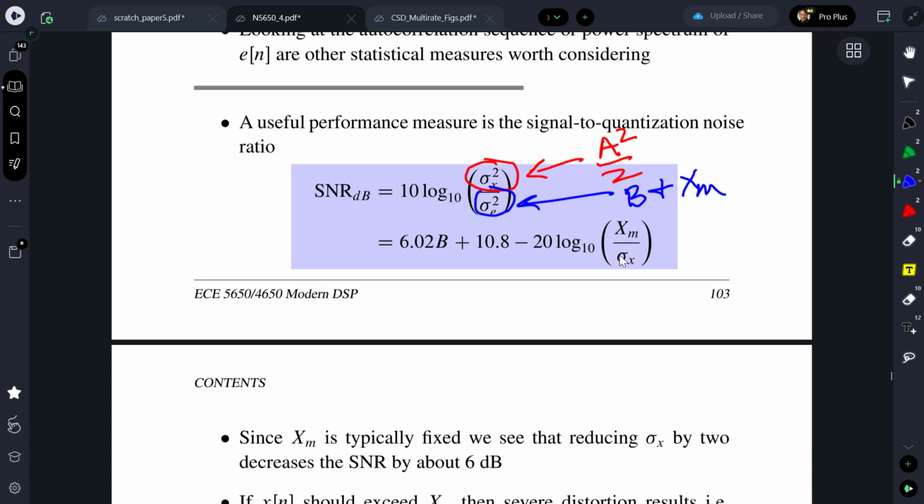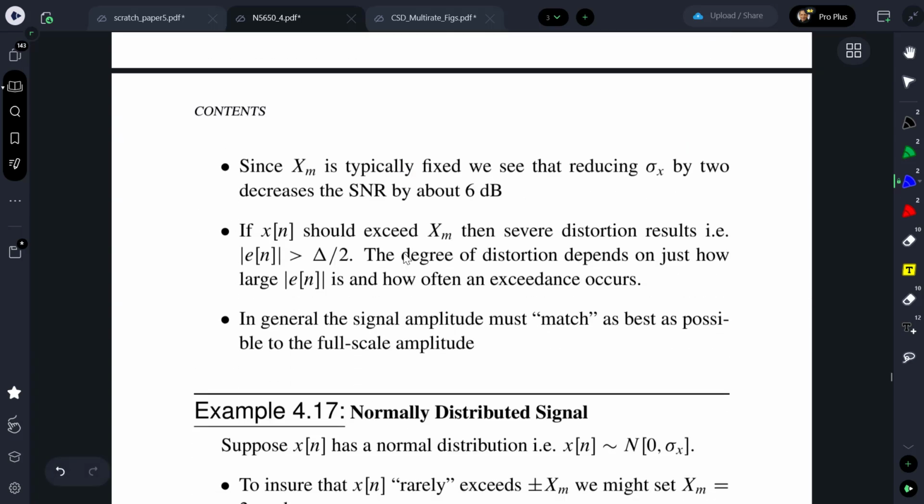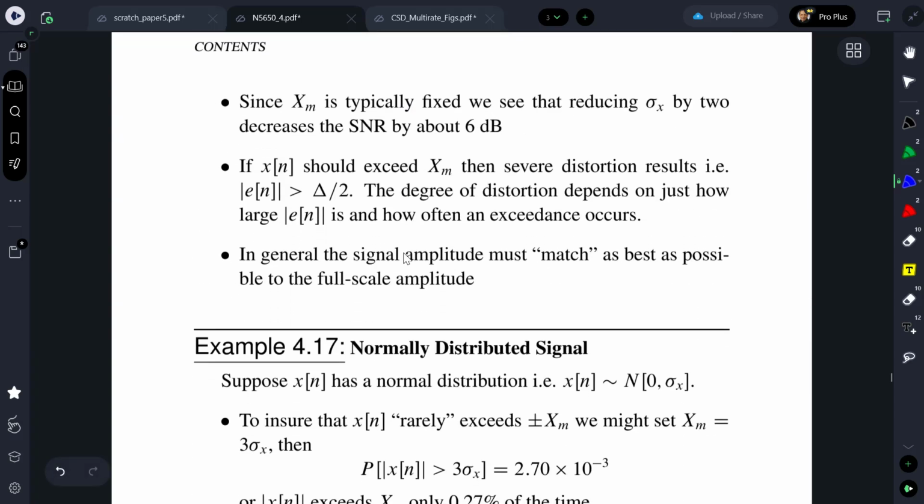People will say that if you increase the number of bits for X_m fixed, you increase the SNR, signal to quantization noise. So I'm a little bit sloppy there. I said SNR, but a lot of times you put a subscript there, Q, to say it's SNR_Q due to quantization.